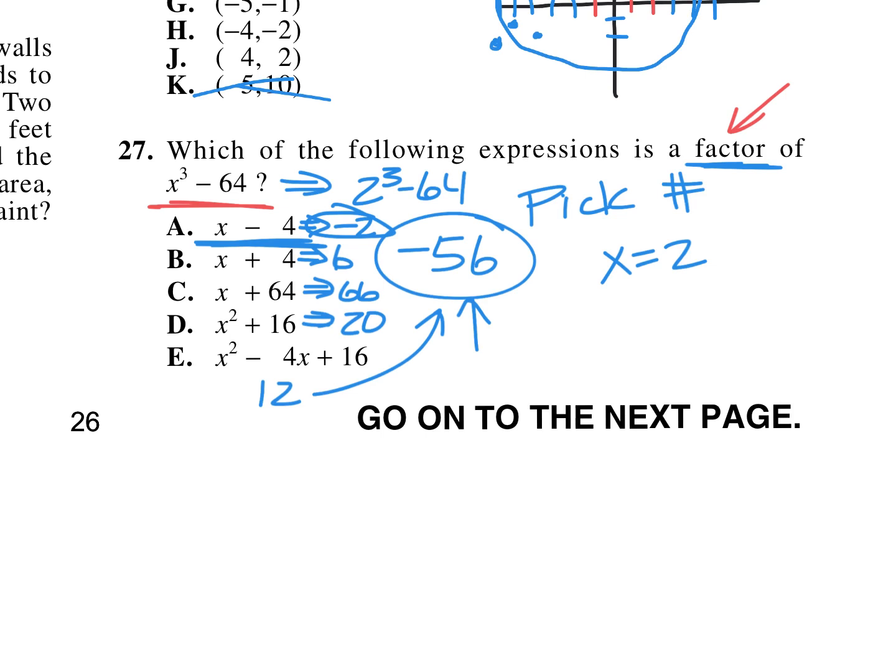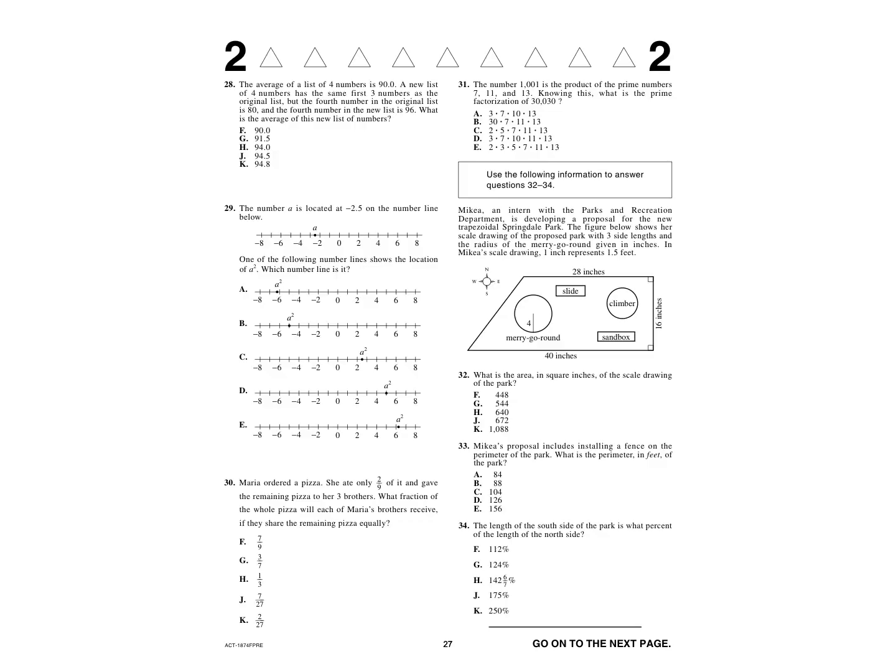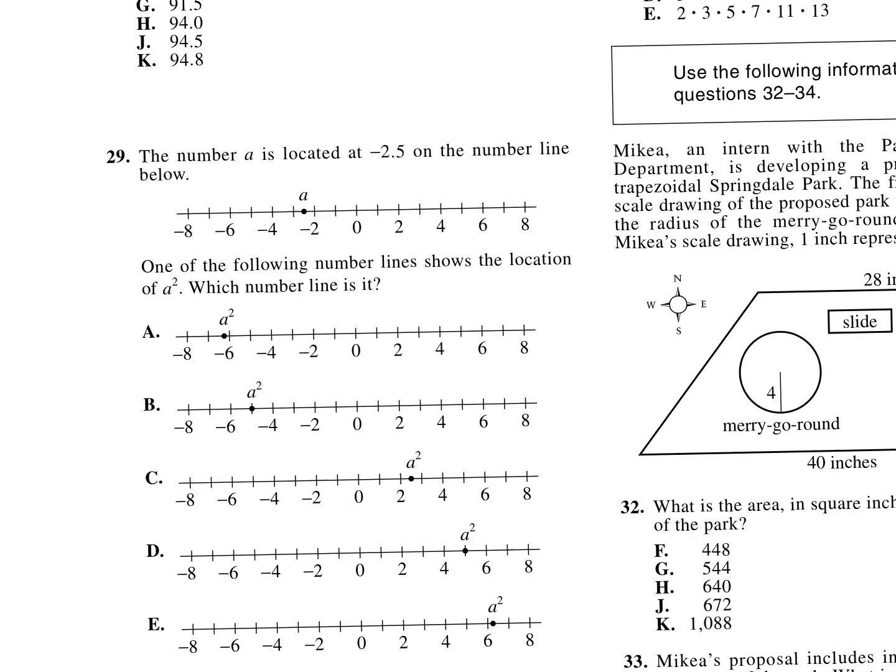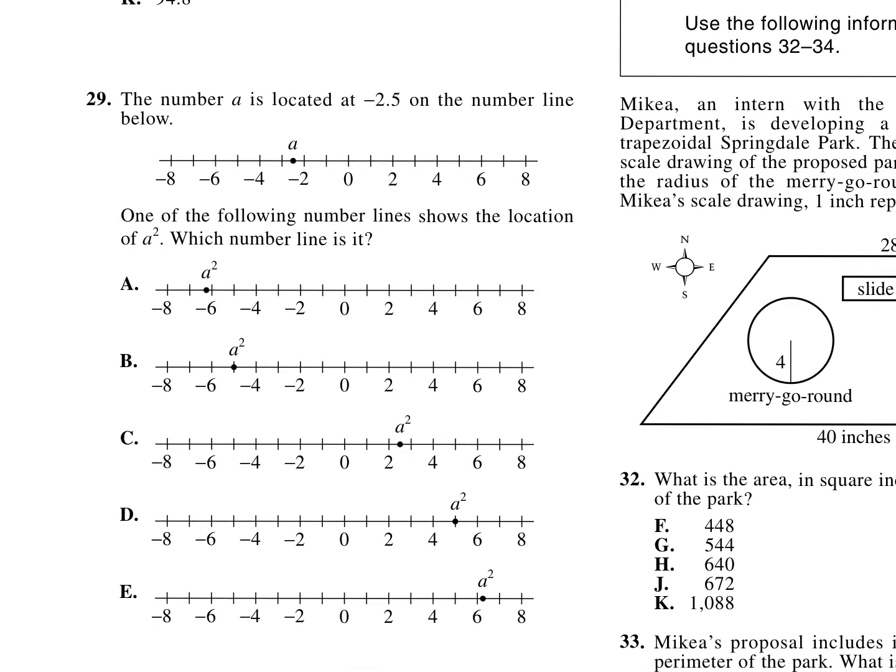Okay, let's go to 29. This one's really not hard. Here's this number A. He wants to know A squared. Can you all square negative 2.5 on your calculator? Yes? Here's the thing you got to be careful about, though. Everybody tap that in on your calculator. Do negative 2.5 and square it for me. Tell me what you get.